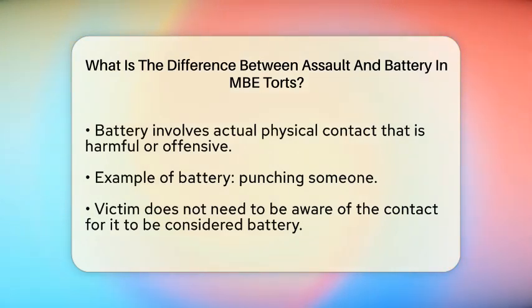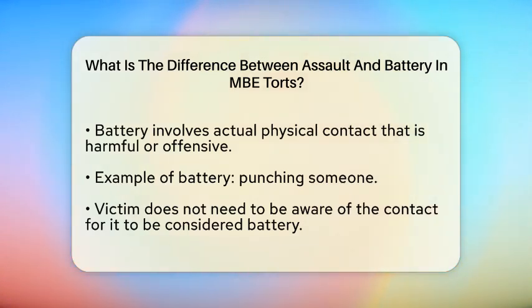Now let's move on to battery. Battery is different because it involves actual physical contact. This means that someone intentionally touches another person in a harmful or offensive way without their consent. For instance, if someone punches another person, that is battery. Unlike assault, the victim does not need to be aware of the contact at the time it happens.